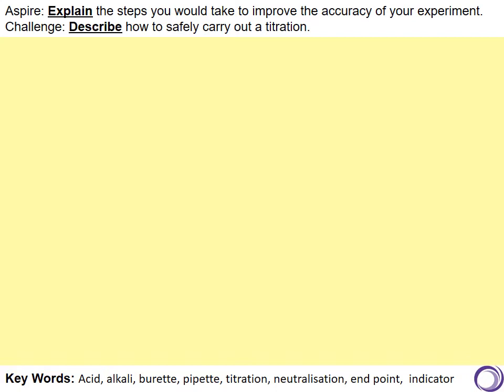As this is one of the triple only required practicals, this frequently appears as an exam question and you need to be able to write a method. So we are now going to look again at the method step by step, and afterwards you'll be given the opportunity to write a method.